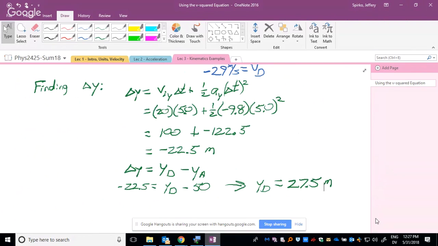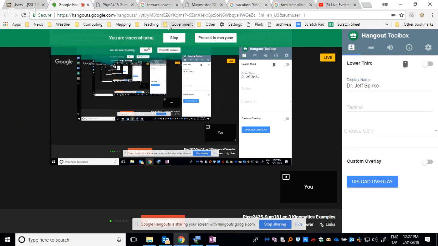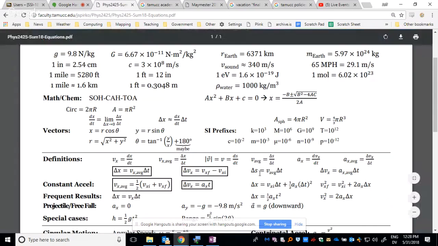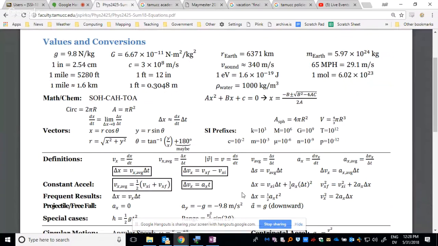Does anybody have any questions, comments about this example? Absolutely. So let's look back at the equation sheet, which is not there. It's here. So here's the section of kinematics definitions. And then here's the line for constant acceleration. And here's the 1/2 AT squared equation. And then next to it is the V squared equation. And both of these are really useful.